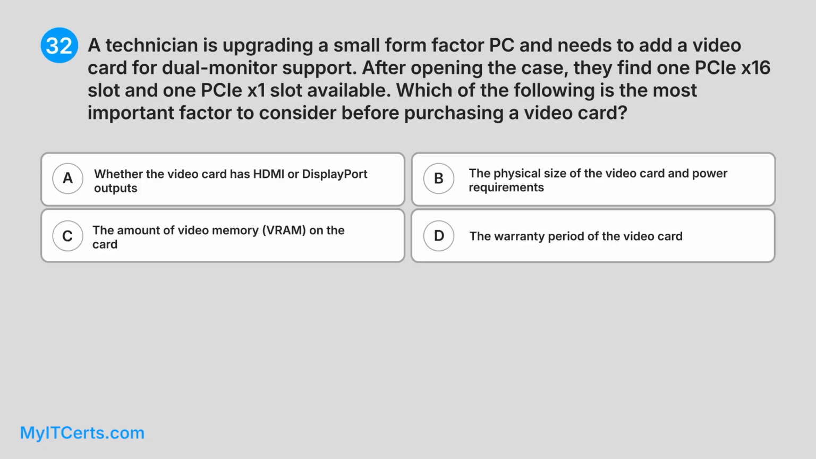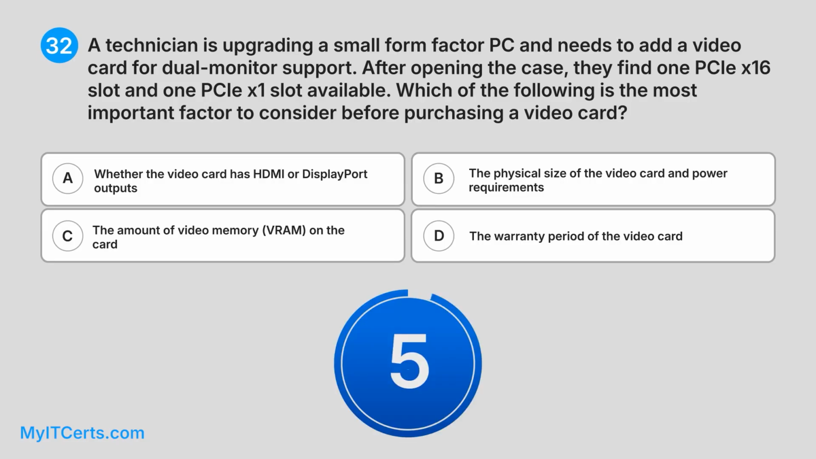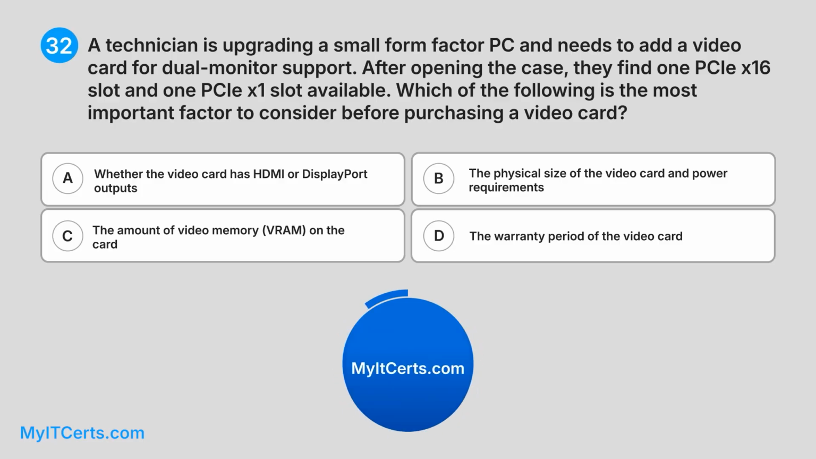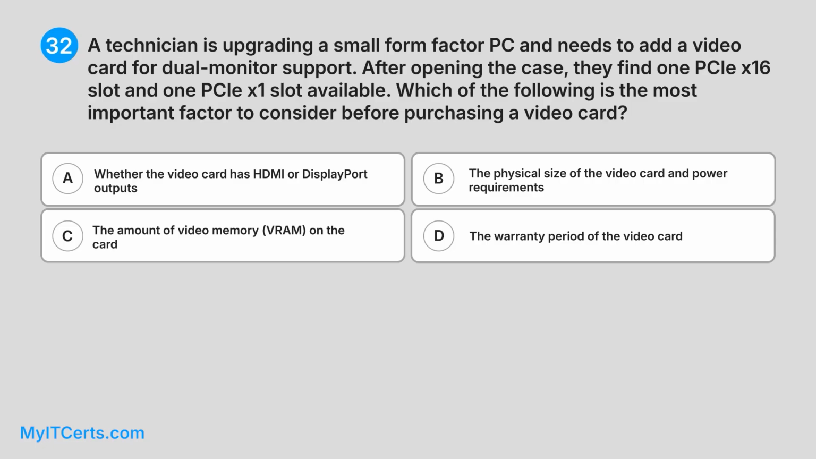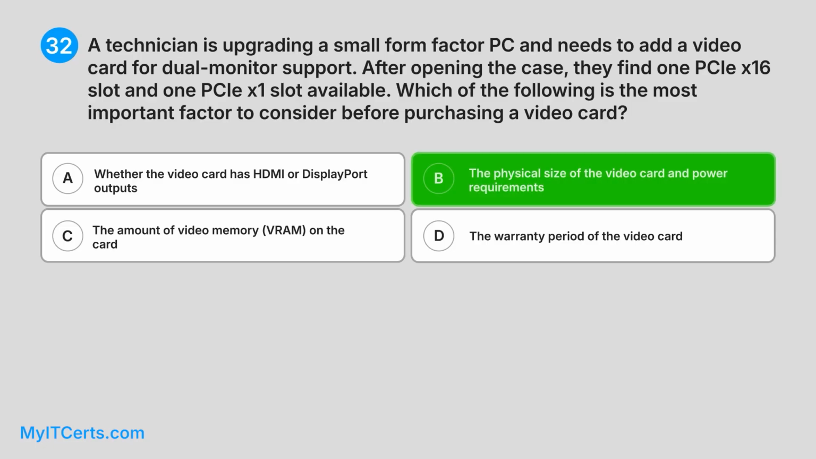A. Whether the video card has HDMI or DisplayPort outputs. B. The physical size of the video card and power requirements. C. The amount of video memory, VRAM on the card. D. The warranty period of the video card. Do you know the answer? Correct answer, B. The physical size of the video card and power requirements.